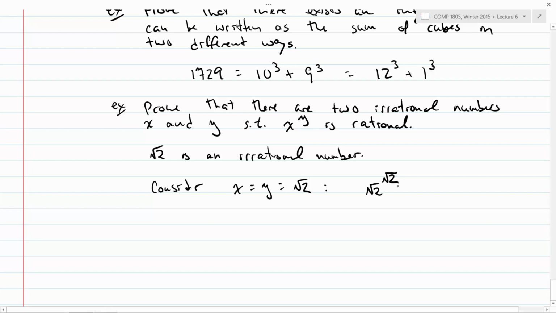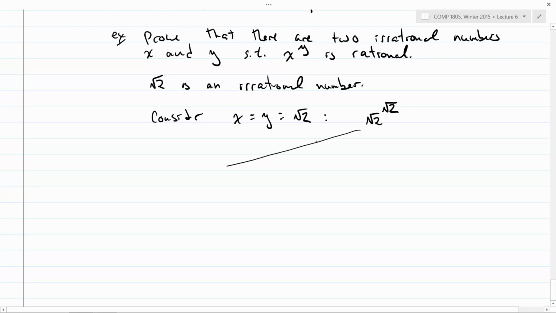So what are the possibilities? Well, it could be rational, or it could be irrational. So let's say it's rational. If it's rational, then I'm done. Because if it's rational, then x equals y equals root 2, and x to the y is rational, and we're done.